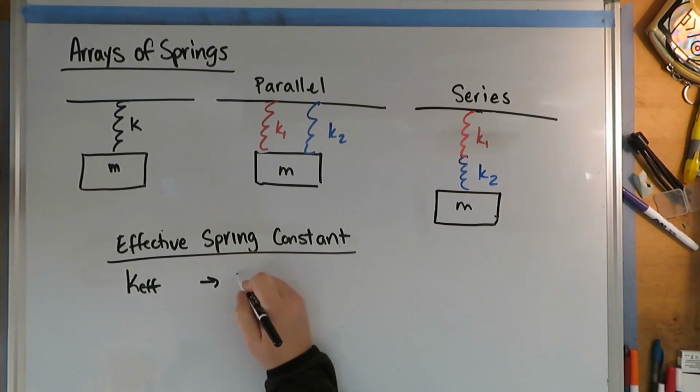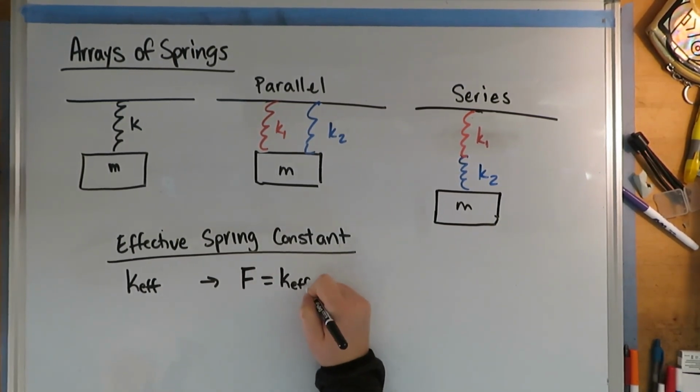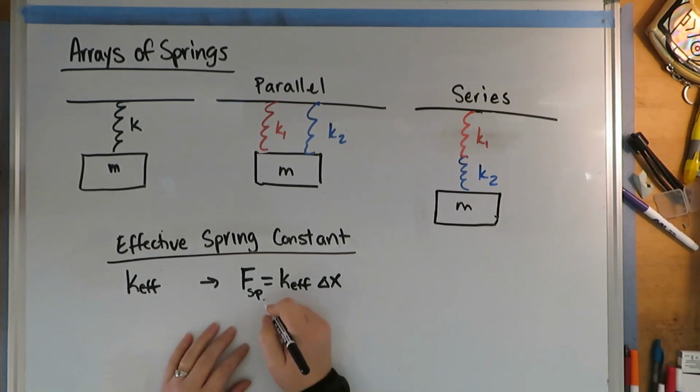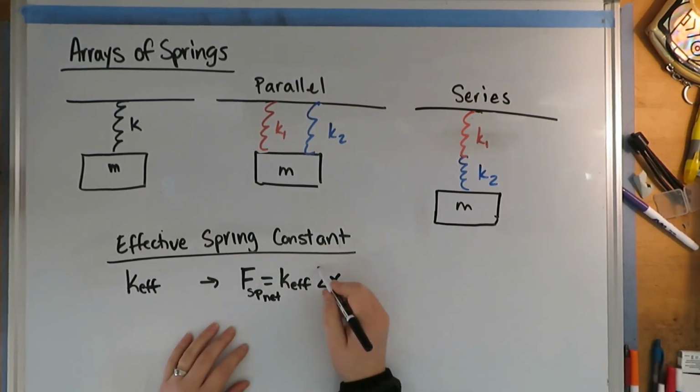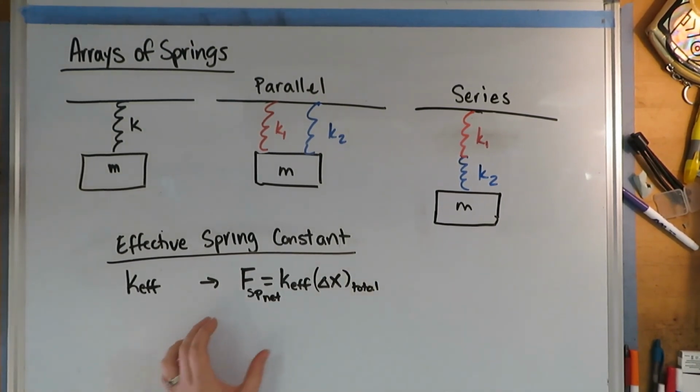So it's basically based on the overall force of the array equals K effective times the overall displacement, delta X. So this is the net force, and this is the total displacement for the array.